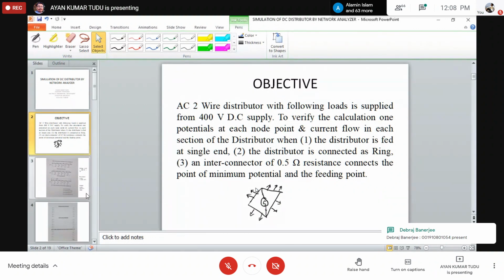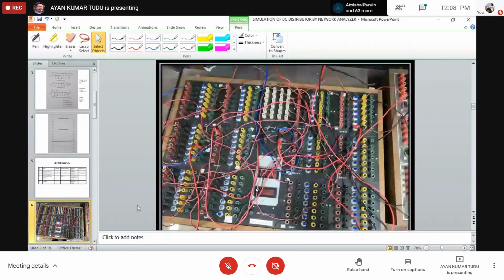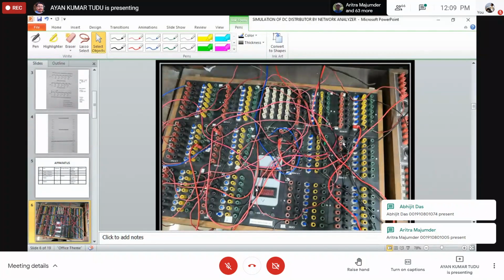resistances. This is how the DC network analyzer looks. As you can see, this is just a simple box with resistance values, and we'll be connecting the wires in such a way that we can simulate a typical distribution system. A practical distribution system would be of a very large size, so there's no point of doing that.